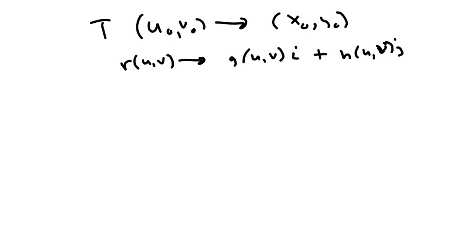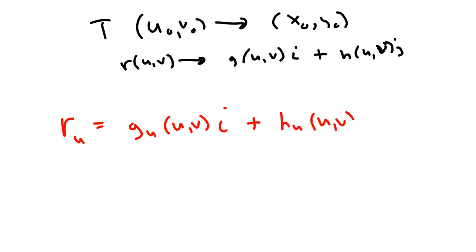Okay, so how can we denote these things? That's where things get a little bit wild, but we'll give it a shot here. Actually, let's color code it. Would you use red there? All right, so we'll say that r sub u equals g sub u of u comma v times i plus h sub u of u comma v times j.